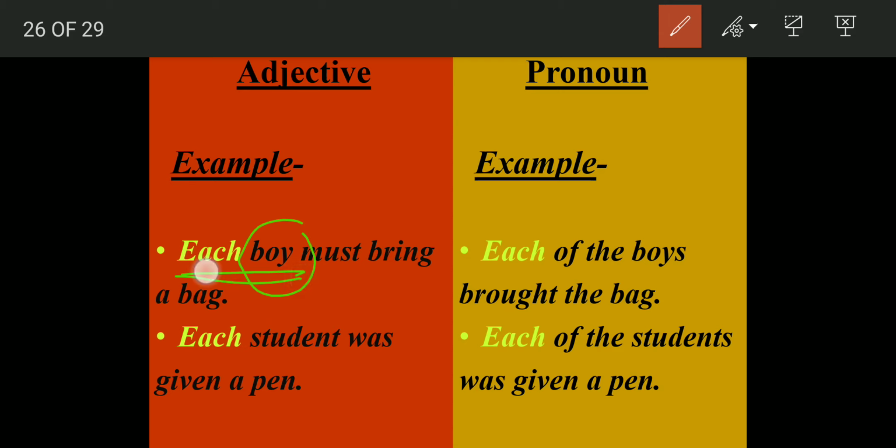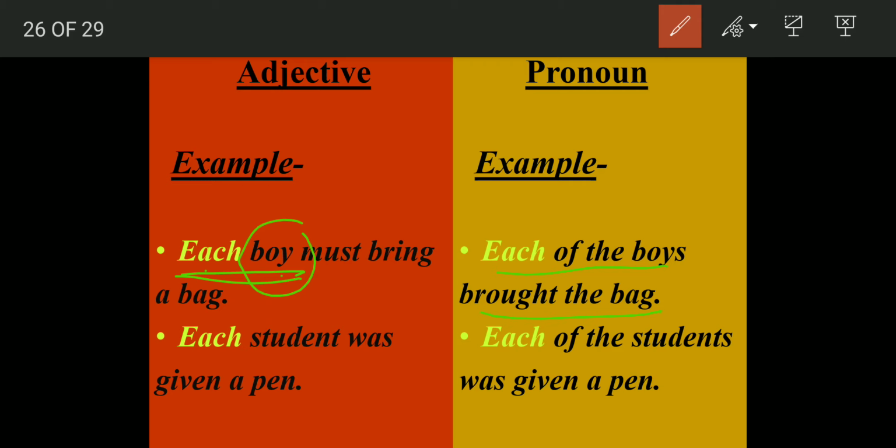You cannot use a pronoun along with a noun because a pronoun is used in place of a noun. It is not used along with a noun. So here, each boy, that means this is an adjective. If the example is each of the boys must bring the bag, then it is a pronoun. So whenever you see these terms, each, either, neither, used along with a noun, then they are adjectives. If there is some gap between the two and there are some other preposition or other words added in between, that will become a pronoun.